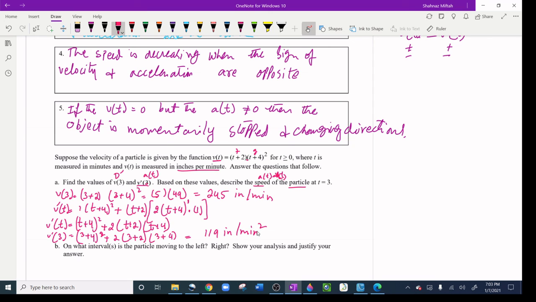because it's a double prime, if you guys remember. Now I'm done with everything. Based on these values, describe the speed of the particle. Now, speed, acceleration, and velocity signs. So if you check, this is positive and that one is also positive.